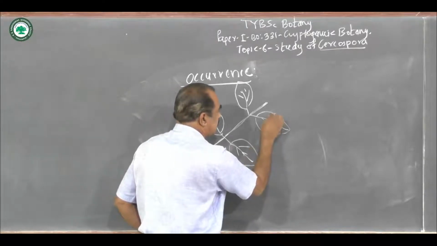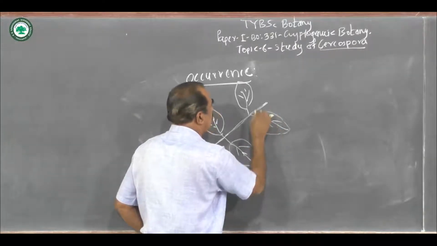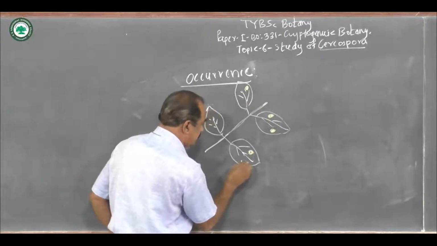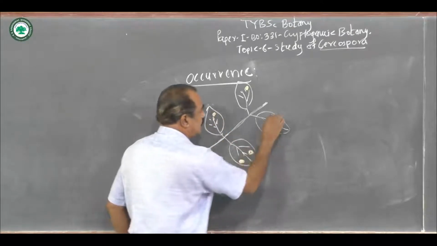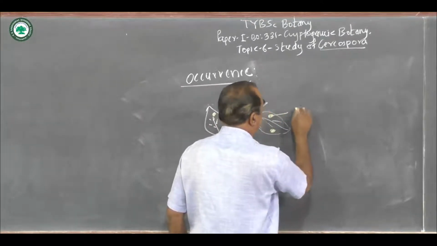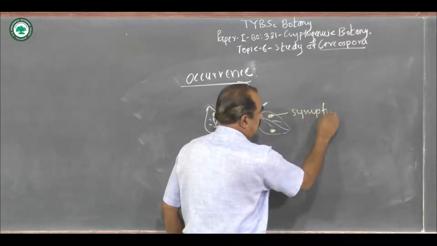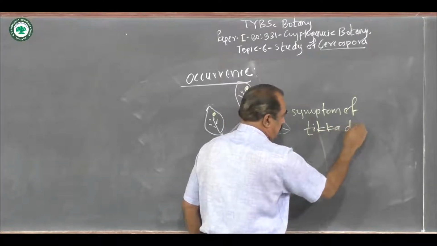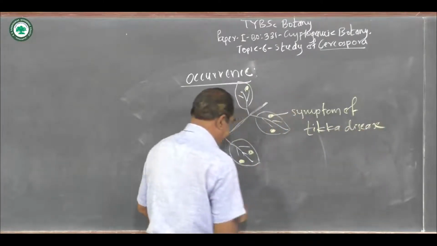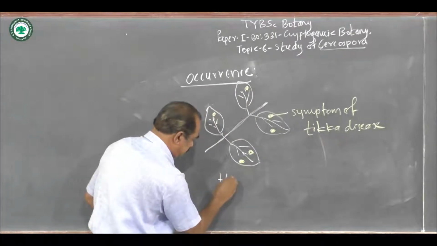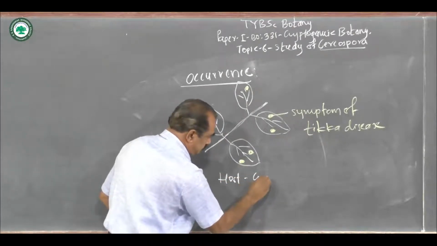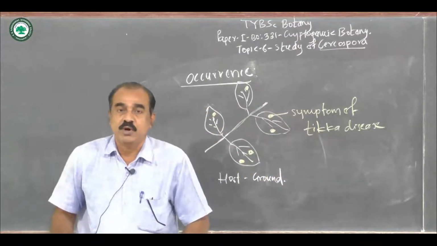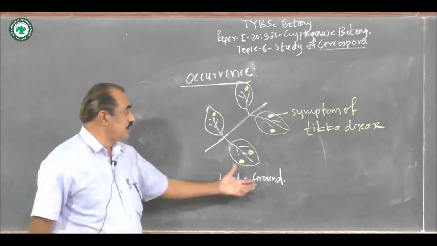Now these are the symptoms. They are black-brown in color. This is the groundnut host. So this is the host. Generally, there are some of the higher plants. For example, here host, that is the groundnut.